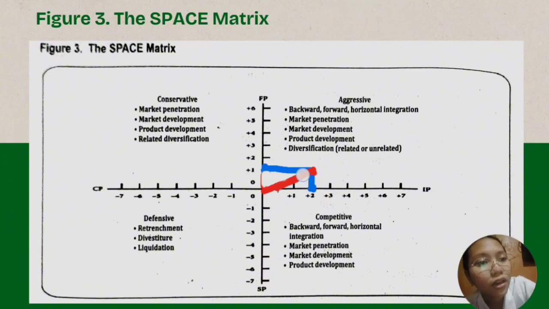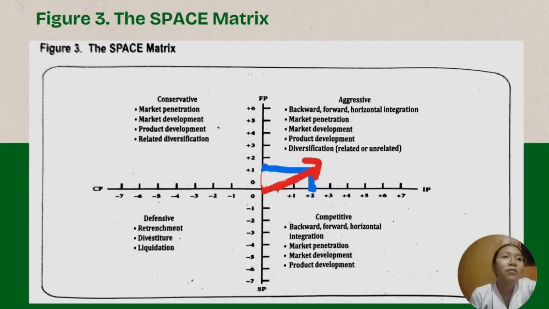So right here. So the direction of the vector shows the company's recommended strategy. So as you can see here, gikan sa center of the matrix, ang arrow nagpaingon siya towards sa aggressive quadrant.